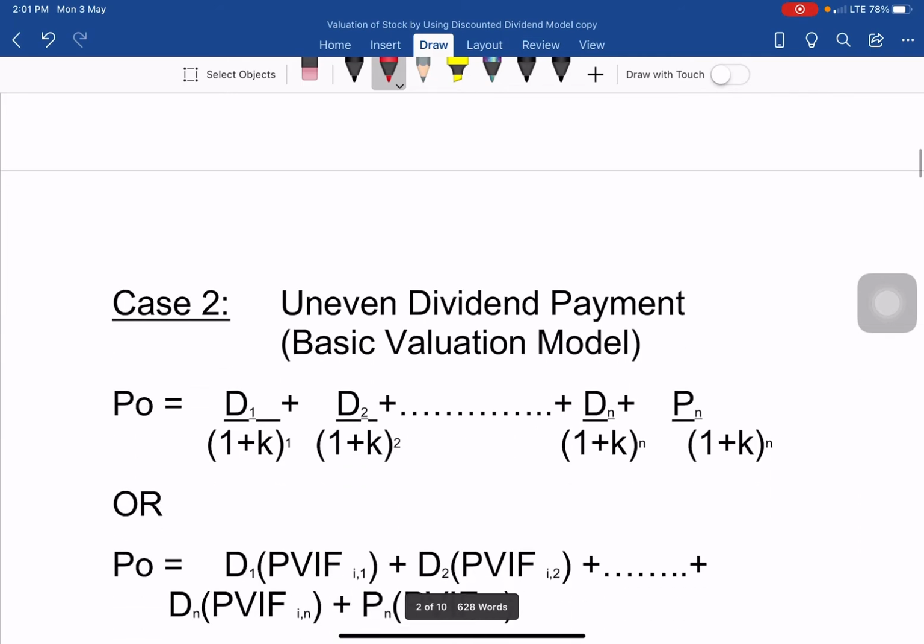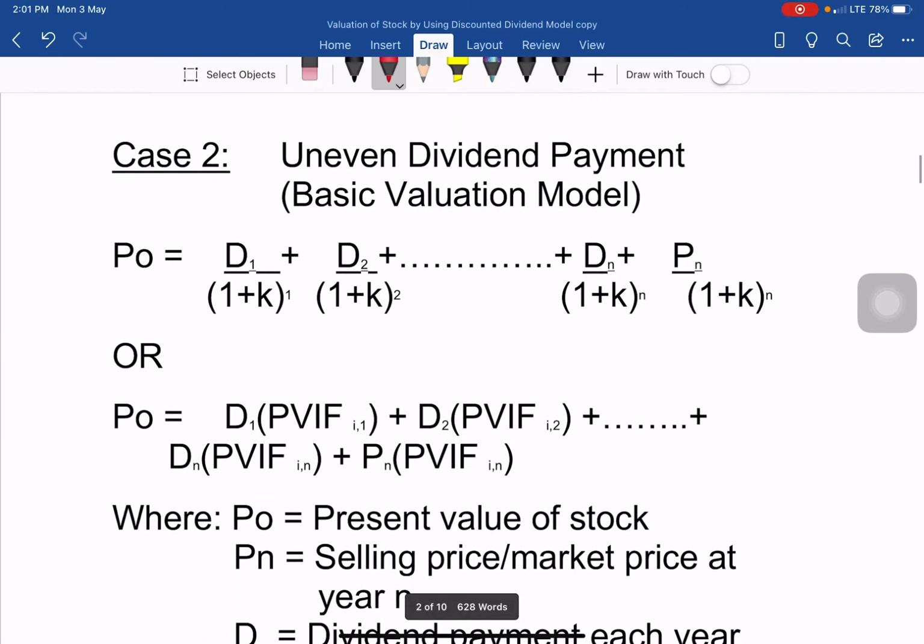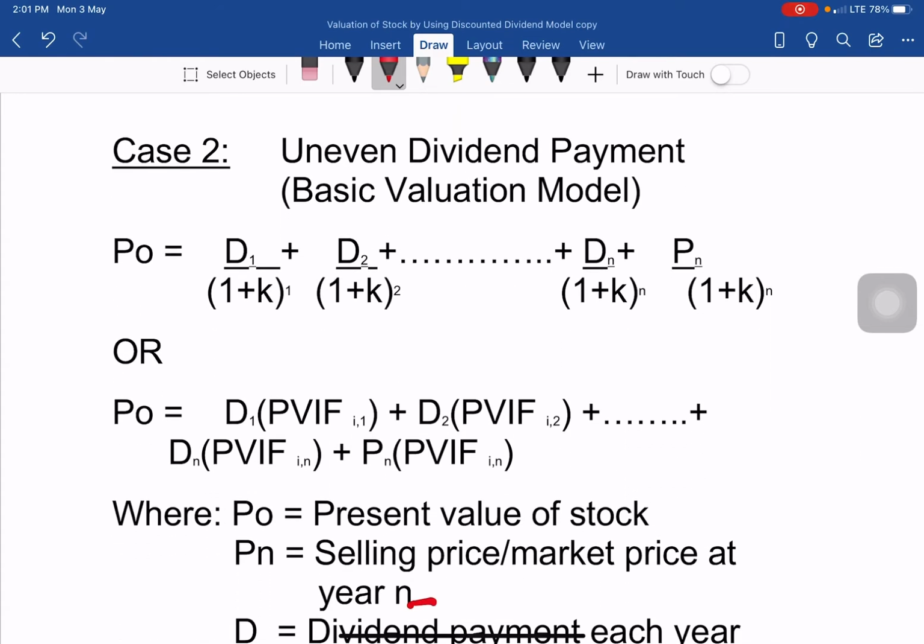For case number 2, the uneven dividend payment, or the basic valuation model, to calculate the P0, the intrinsic value for this stock is equal to D1 over (1 plus K) power of 1, plus D2 over (1 plus K) power of 2, and so on until Dn over (1 plus K) power of n, plus Pn, the price at year n, over (1 plus K) power of n.